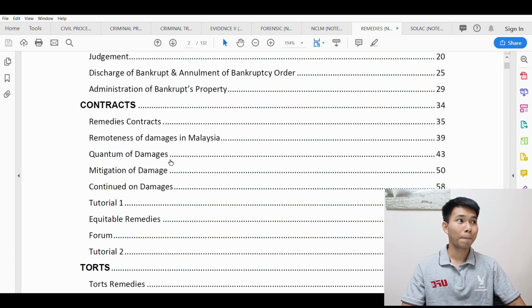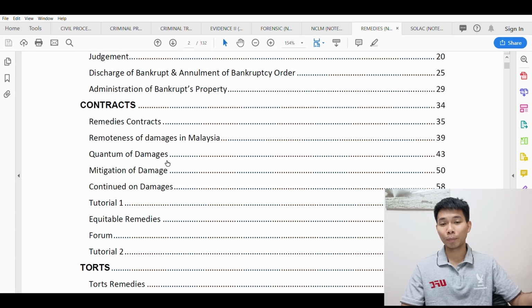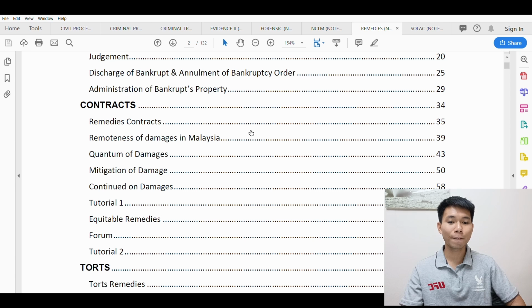For example, the other party breached their part of the contract. So how are you going to reduce the injury or damages on your part so that you won't, in my own words, enrich yourself in that situation? There are also equitable remedies such as specific performance and injunction.